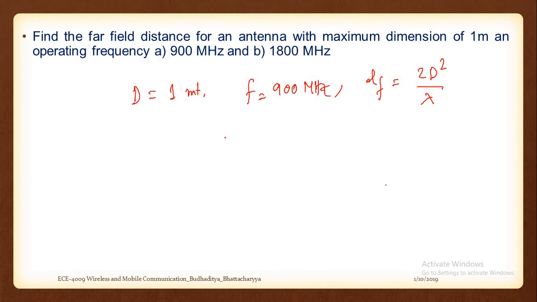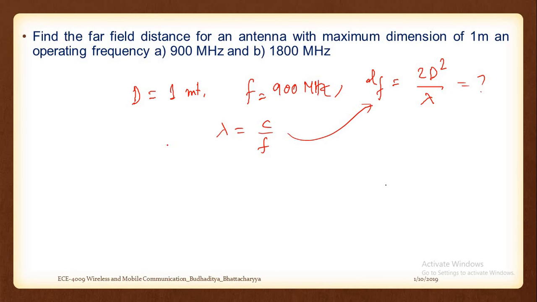This is already given to you. Find lambda using c by f. Okay. Then substitute over here and this will be the answer for you. D is anyway 1 meter. So ideally your lambda should be converted so that it comes in meters, so that you can substitute and get the answer. For the first case, what will be DF?